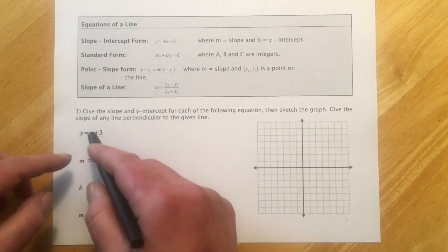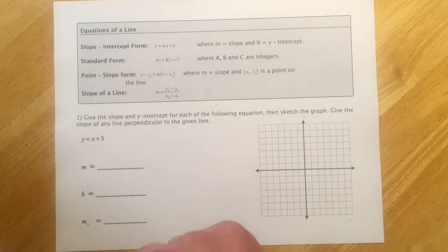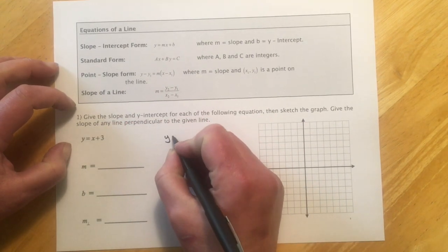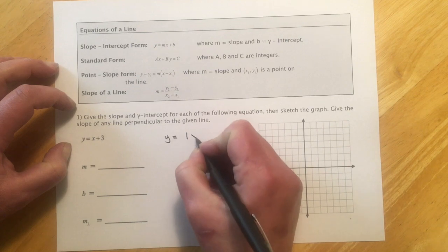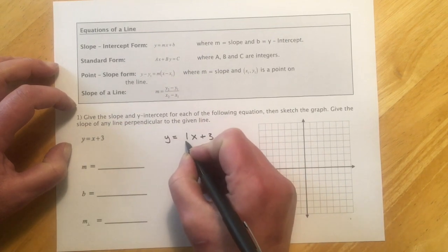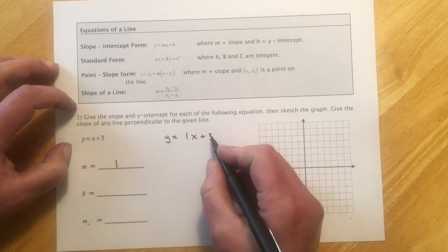Okay, so we're given this equation, and it's in slope-intercept form. So what that means is, and this one is too easy, it's hard. So this is y equals 1x plus 3. That little invisible 1 there, that's your slope, so that goes right here. b is going to be our y-intercept.